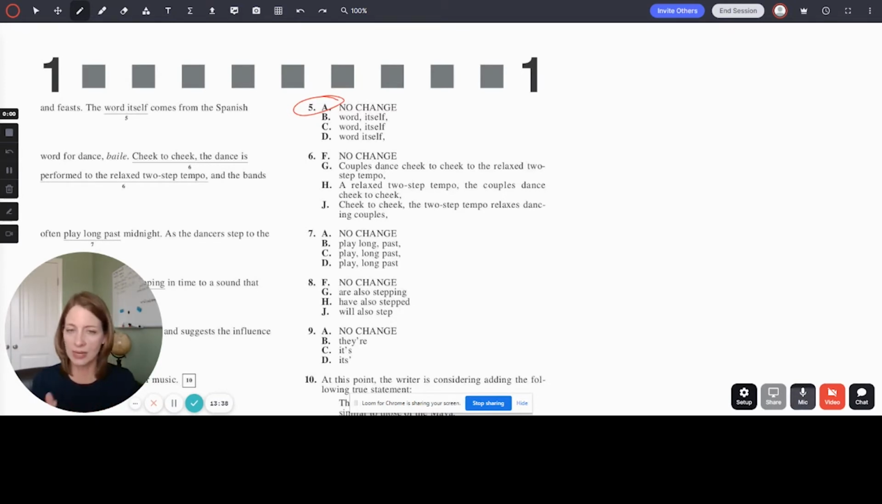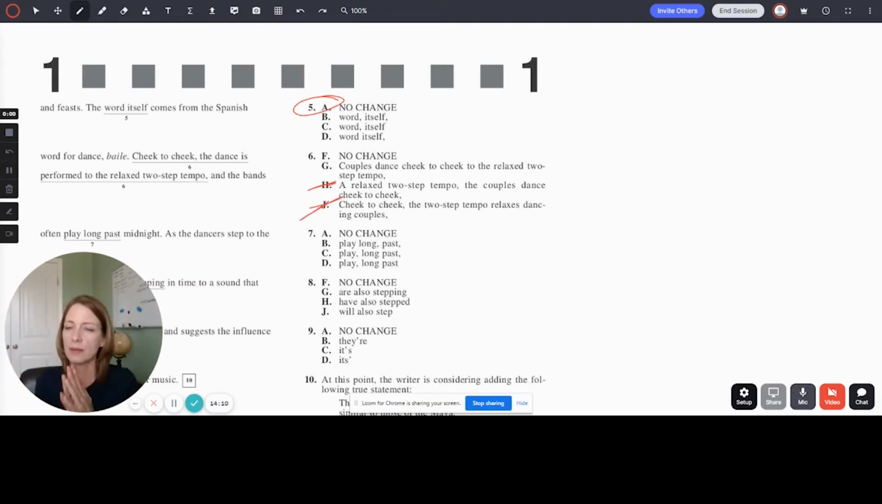A relaxed 2-step tempo, the couples, okay, so it's not H, right? Sometimes you want to think first, what is it not? It's not H because the couples, they're not a relaxed 2-step tempo. They're not that. Okay. So J, cheek to cheek, the 2-step tempo. Nope. So this is testing misplaced modifiers whenever things are kind of swapped around.